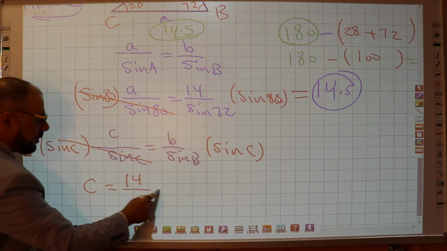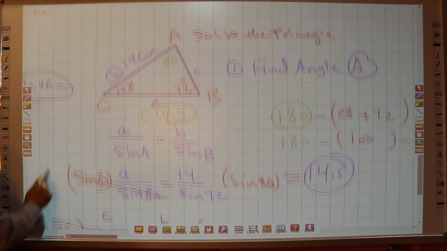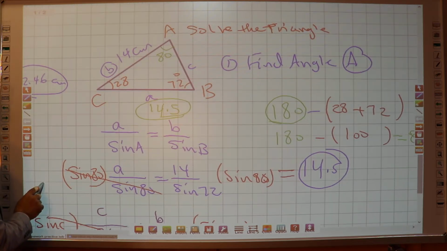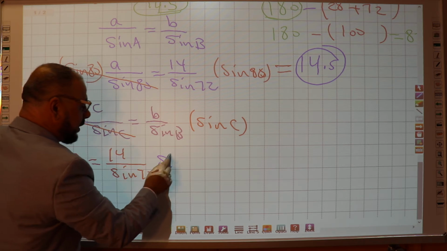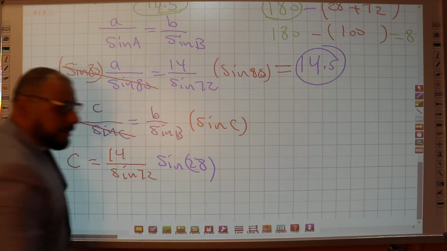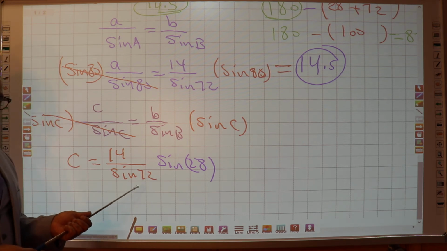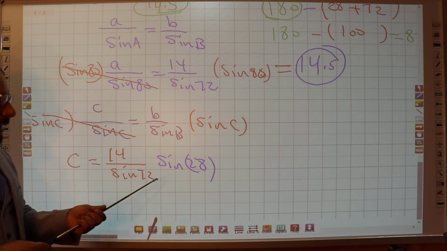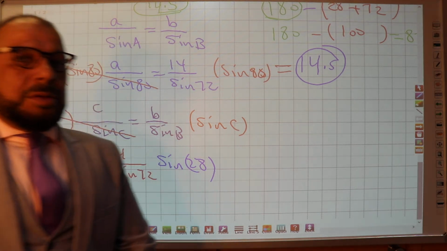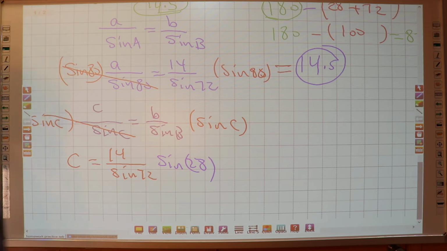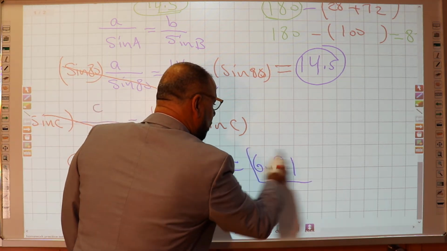B is 14, sine 72. I think memorize it, I'm right. B, yes, 72. And C is what? 28. Can you do it on the calculator, please? 14 over sine 72, then enter, then multiply by sine 28. 6.91. Okay, and that proves my what? That proves my point.